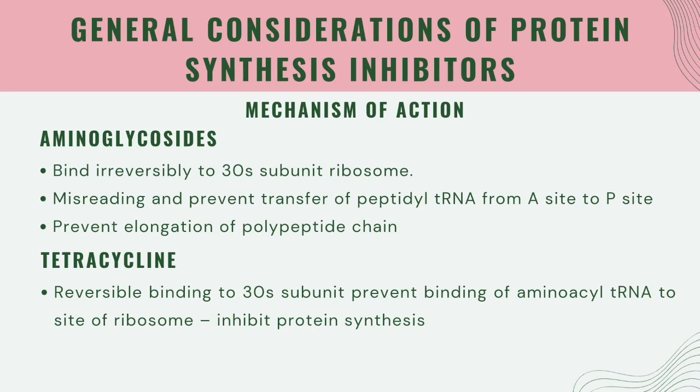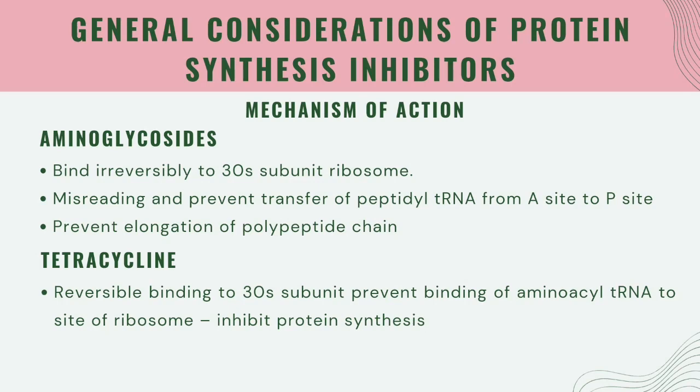Aminoglycosides bind irreversibly to the 30S subunit of the bacterial ribosome. This binding leads to misreading of the mRNA by the ribosome, preventing the correct transfer of peptidyl tRNA from the A site to the P site. Consequently, it hampers the elongation of the polypeptide chain, disrupting protein synthesis.